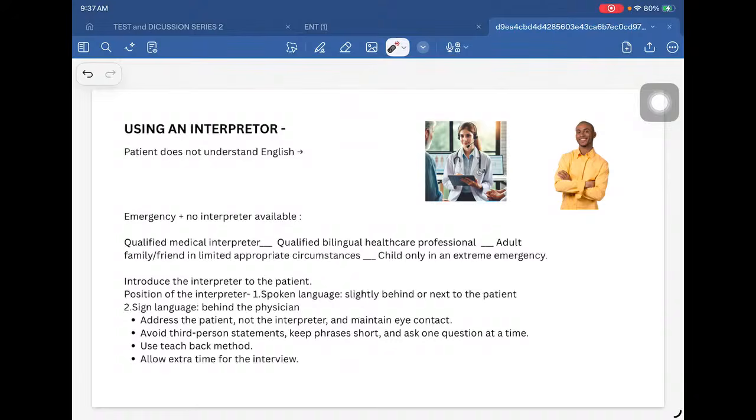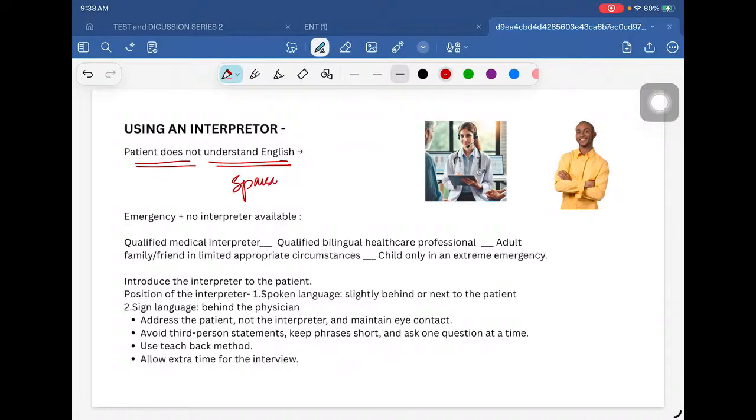Okay, next comes using the interpreter. So this is one of the USMLE favorite topics. They love to ask questions about interpreter in Step 1, Step 2, everywhere. Okay, so I've tried to sum up all the things that they could ask about interpreter in this one slide. Okay, let's go over it. First of all, when to use an interpreter. Let's say there is a patient who came to you who does not understand English, like maybe they are Spanish speaking. Okay, but as a doctor, you don't know Spanish.